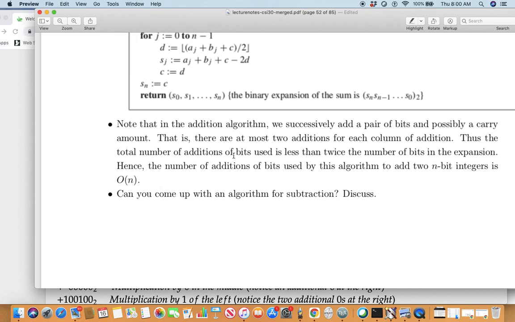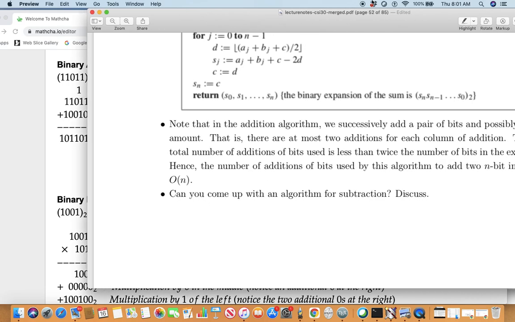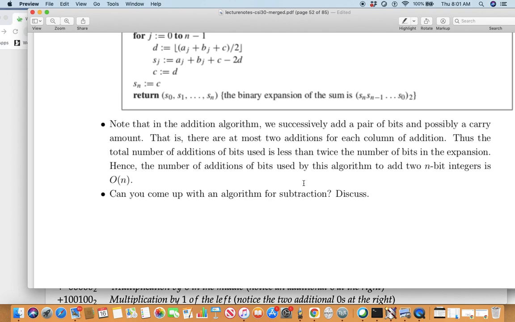Thus, the total number of additions of bits used is less than twice the number of bits in the expansion. Hence, the number of additions of bits used by the algorithm to add two n-bit integers is order of n. You see, the length is n. You have twice n at most number of additions you go through. So the number of additions is order of n.